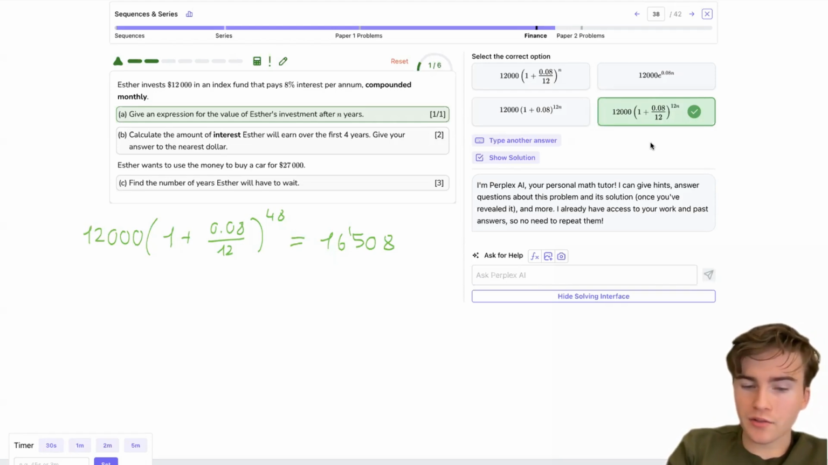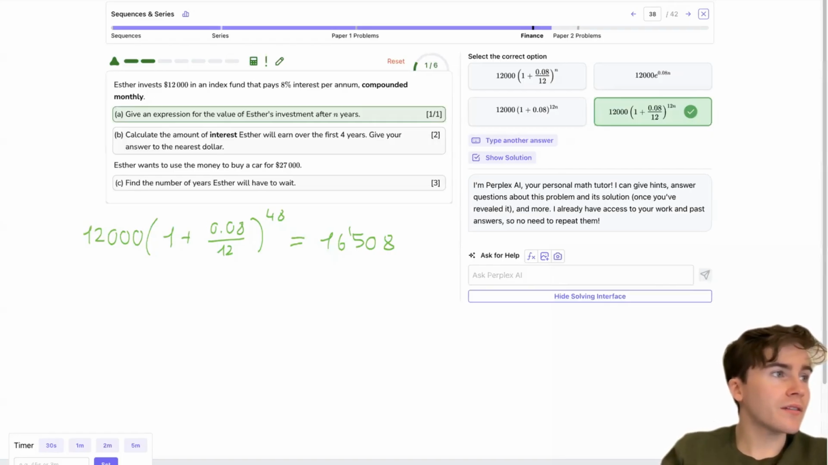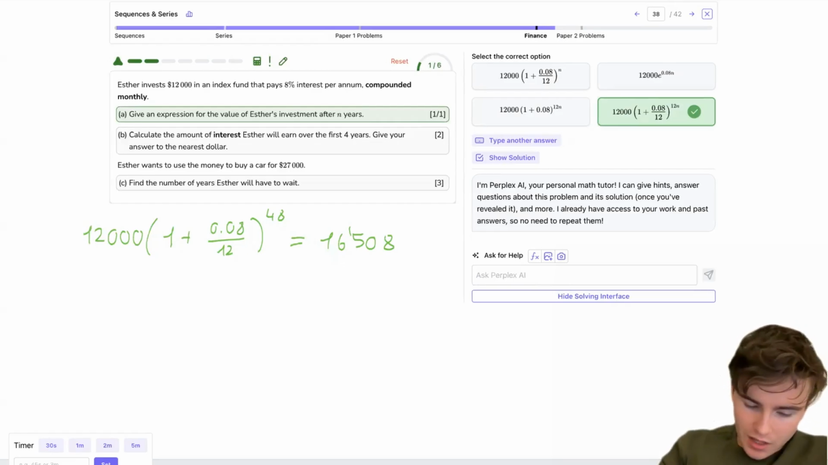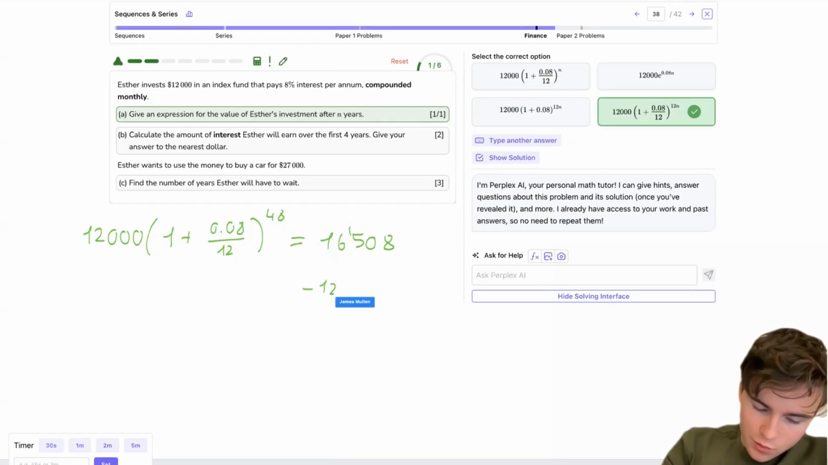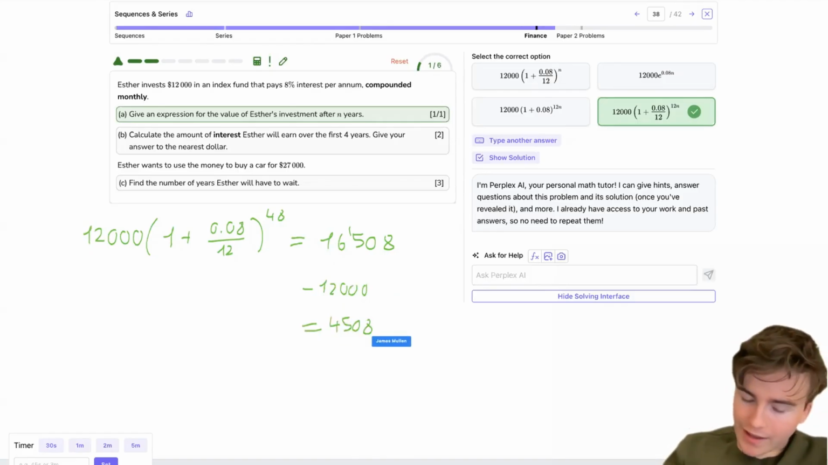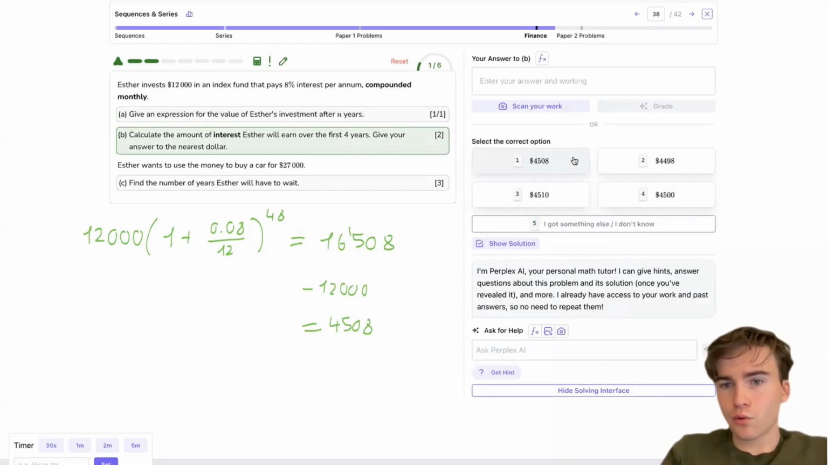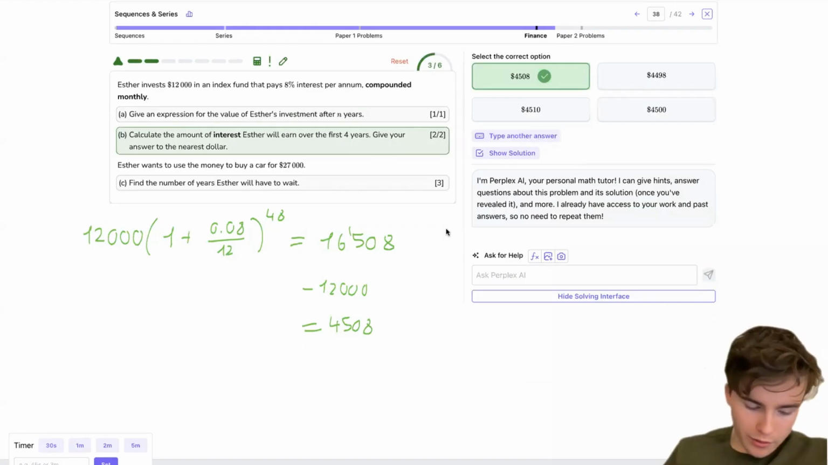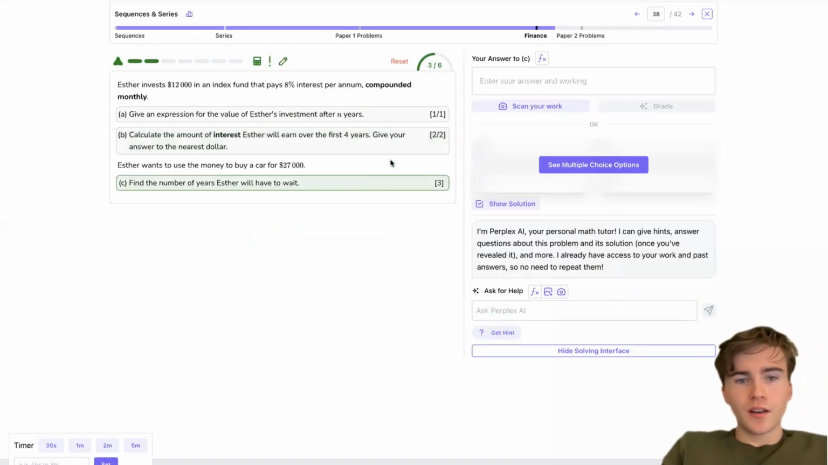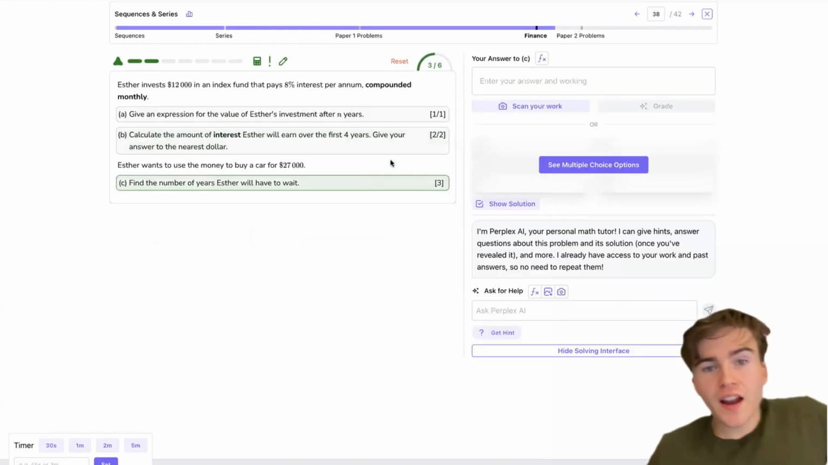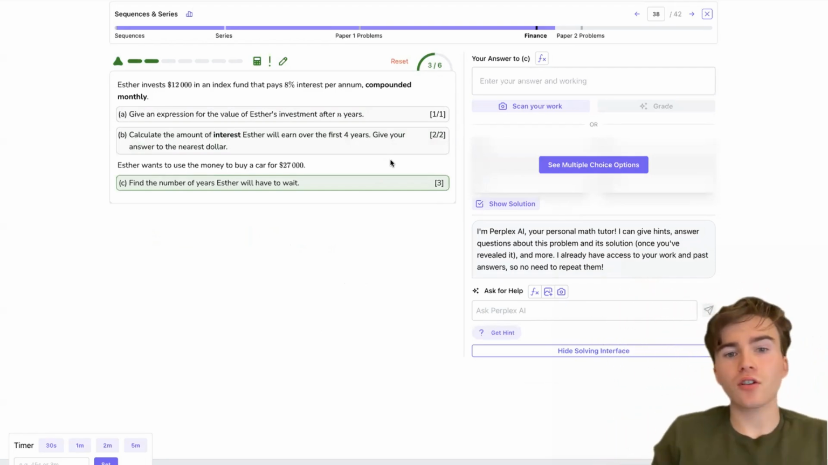Okay. So that means that if she started with 12,000 and she ends with 16,508, I need to subtract 12,000 from that number to find how much interest she has gained, okay? So if I do that subtraction, I'm going to get 16,508 minus 12,000 is equal to 4,508. All right, and we can check our answer there. 4,508. Beautiful.